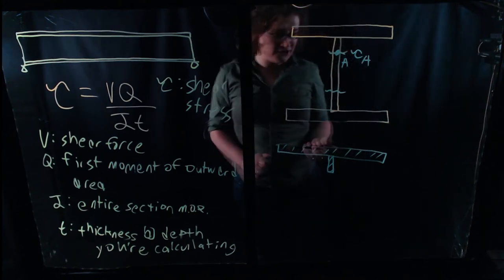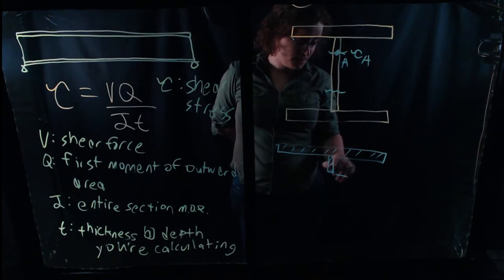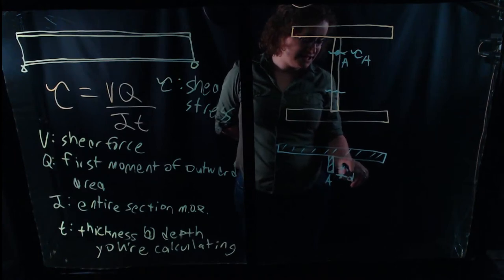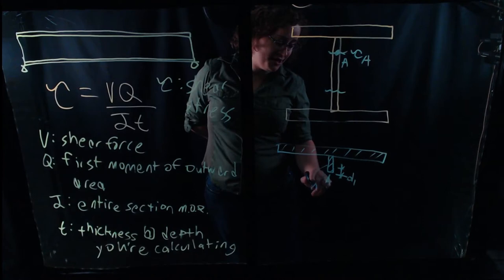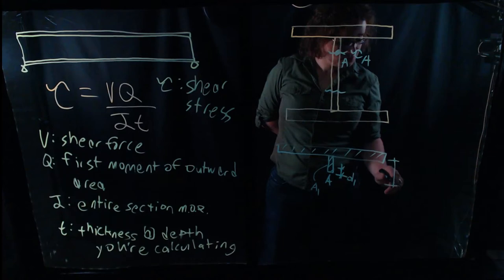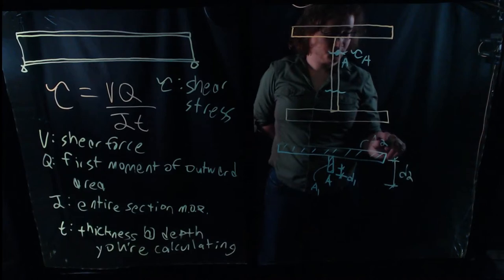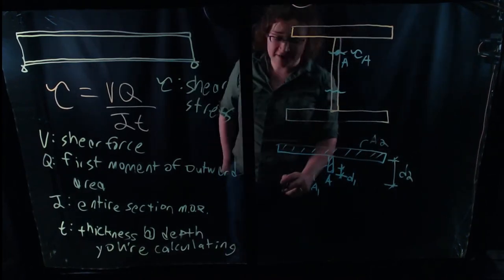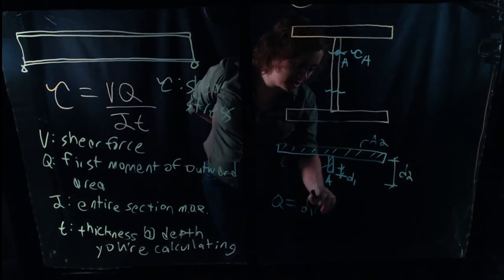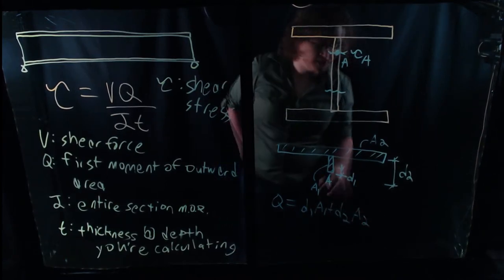So and how you calculate this, let's say you have this point, here's point A, and let's say there are centroidal distances D1, and an area A1, and then a centroidal distance from that point D2 with an area A2. Well, the first moment of outward area, this Q, is simply going to be D1 times A1 plus D2 times A2, the first moment of outward area.